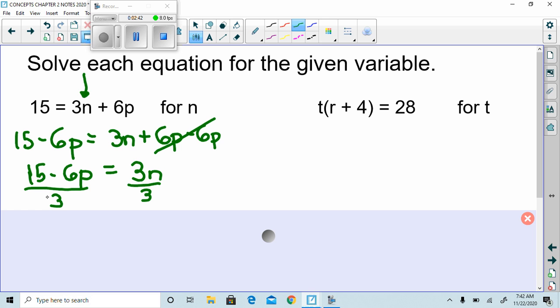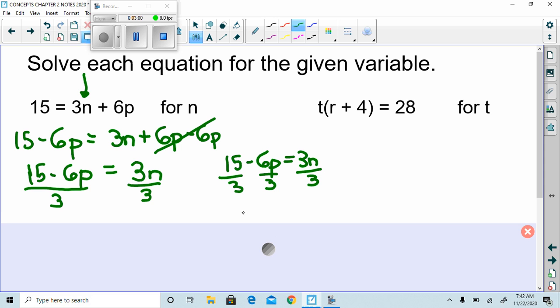Now, as I'm doing this problem, I've written it the same way I wrote problem number 1, but some of you might find it easier to take this and divide each term by 3 in this manner so that you don't forget to do it to all terms. And then I'm going to get 5 minus 2p is equal to n. And I've actually solved for n in terms of p.